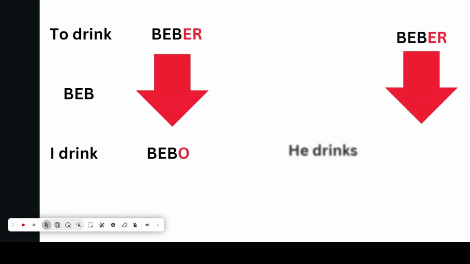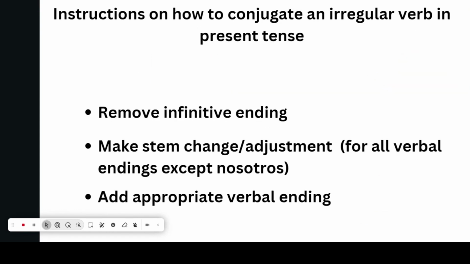Okay, so let's look at the example of beber, which is an ER verb. So we remove the ER, the infinitive ending. We add the O, I drink, yo bebo, because that is the appropriate verbal ending. Again, with another example, beber turns into él bebe, because it is the appropriate verbal ending, and that means he drinks. So bebo, I drink. Bebe, he drinks.